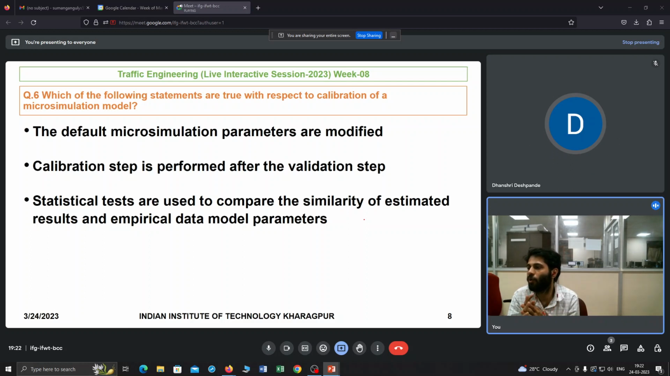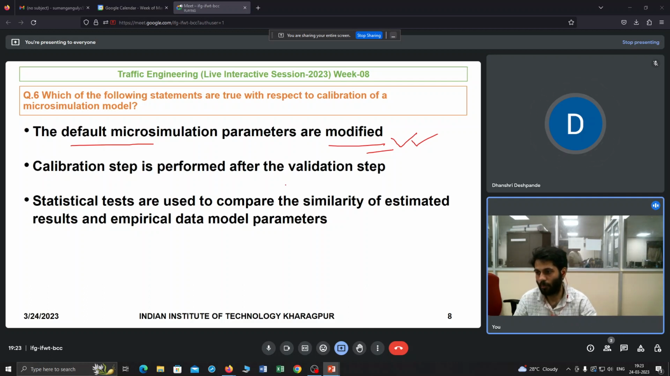So the first is, default micro simulation parameters are modified. Obviously this is true because I already talked to you about the car-following model parameters. So suppose they have said that for lane changing mode we will take this kind of parameters, from 0 to 100 we will take 50, but that 50 may not be representing the correct scenario in our case. So obviously we have to modify the parameters. That is always true. Then, the calibration step is performed after the validation step.